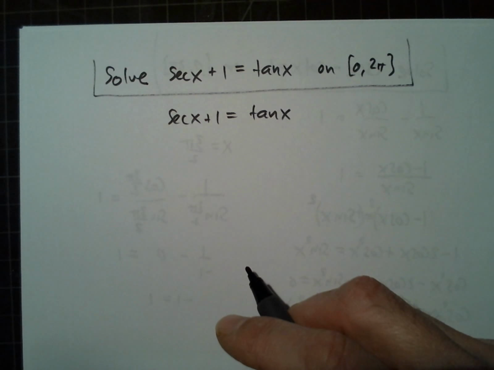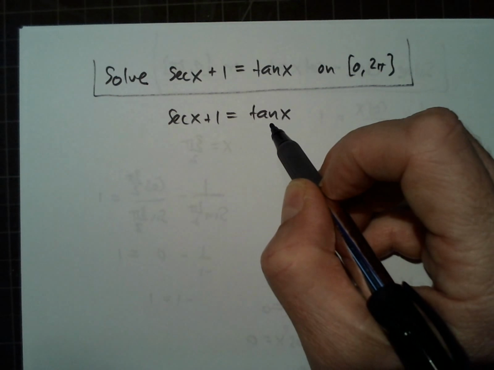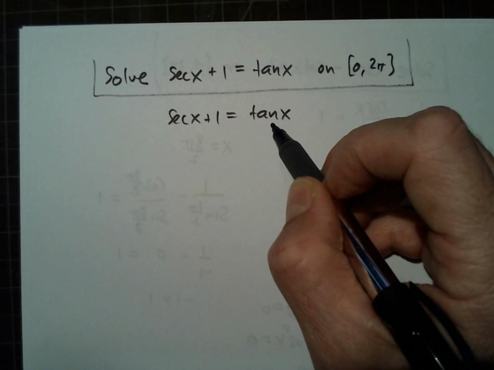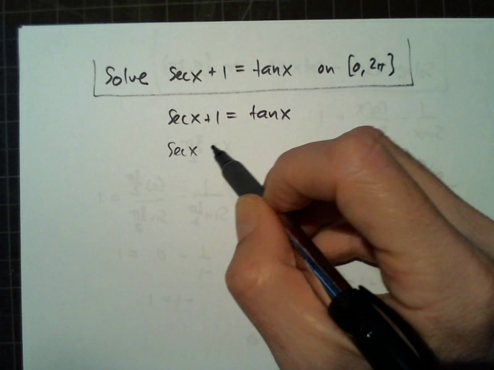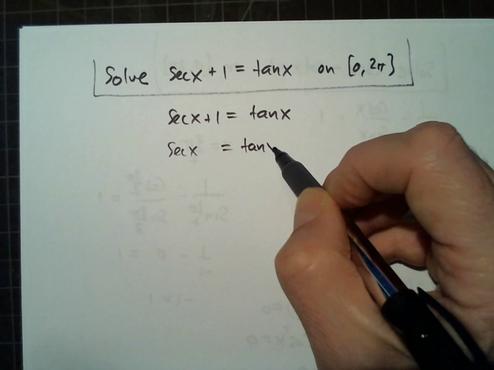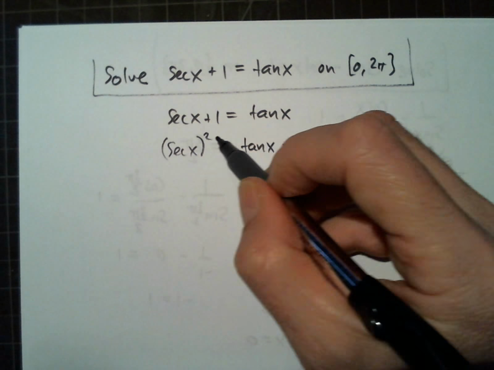It's already looking like a Pythagorean identity, but we would like to have tan squared plus 1. Let's get secant by itself. And maybe you solved it a different way. Here's another way to do it.